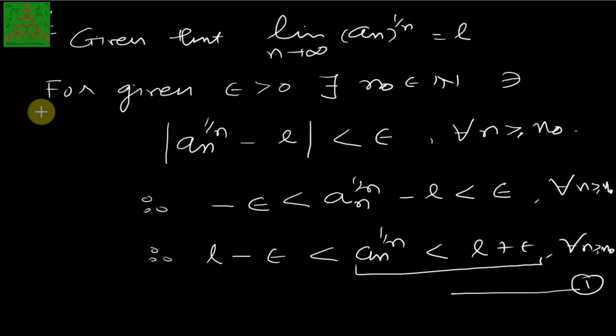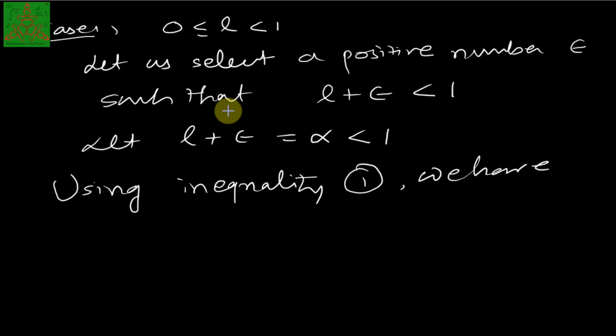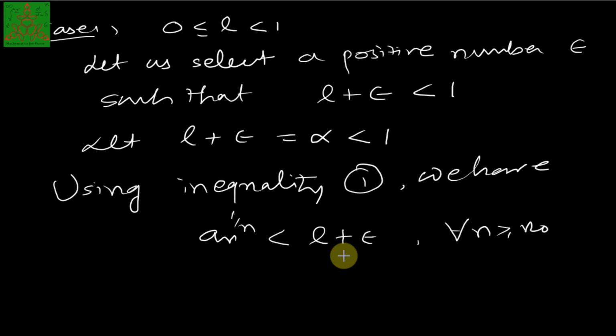This statement is true for any given epsilon. So in particular I am choosing this value of epsilon, and so we will have an power 1 upon n less than L plus epsilon for every n greater than or equal to n0. If I take the power n on both sides, and this value is alpha, we have an less than alpha power n for every n greater than or equal to n0.